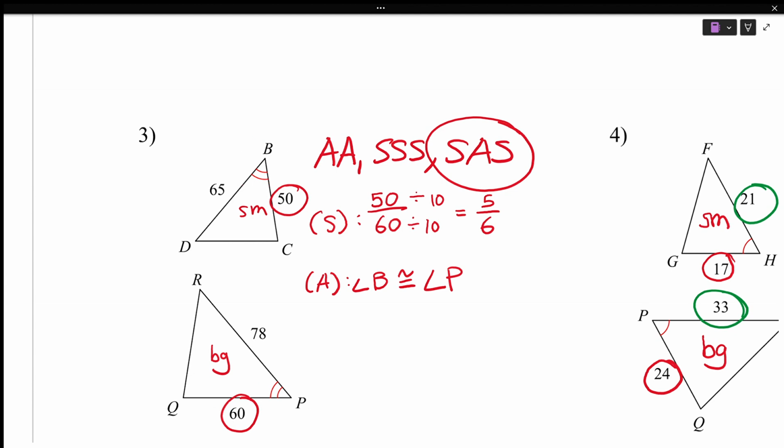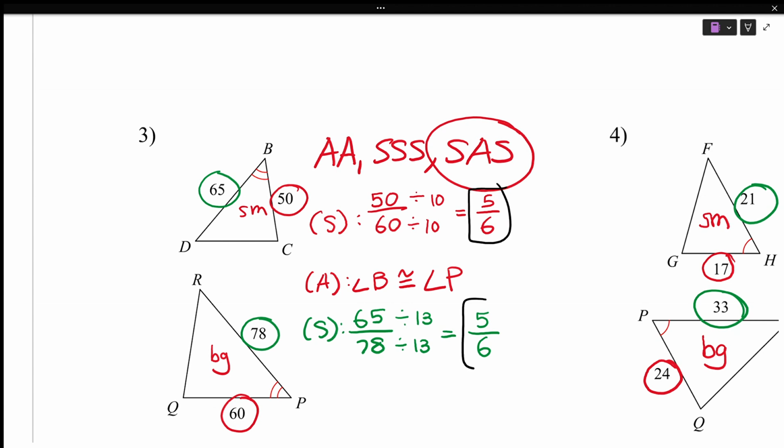And then the last one, the other pair of sides. 65 over 78. This is the part where finding the GCF takes a lot of practice. Maybe you've tried everything: 1, 2, 3, 4, 5, 6, 7, 8, 9, 10, 11, 12. It's actually 13. It's kind of crazy. So 65 divided by 13 is 5. 78 divided by 13 is 6. What do you know? The scale factors match this time. They have the same number.